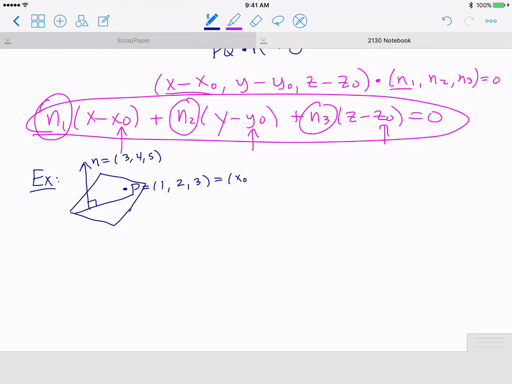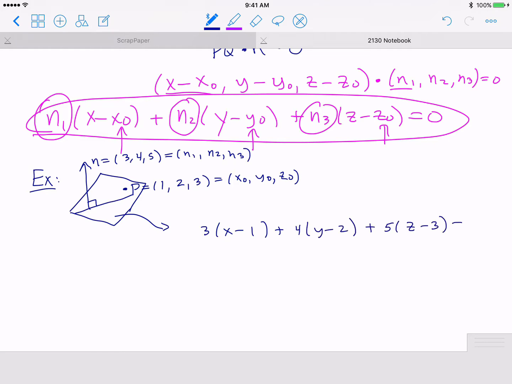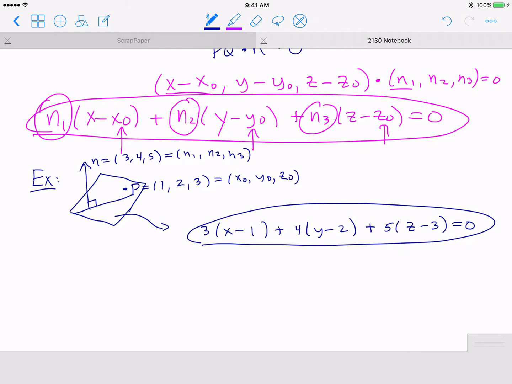Well, (1, 2, 3) is therefore our point (x0, y0, z0), and (3, 4, 5) is our (n1, n2, n3). So the equation of this plane is 3 times (x minus 1) plus 4 times (y minus 2) plus 5 times (z minus 3) equal to 0. There's the equation of your plane in implicit form.